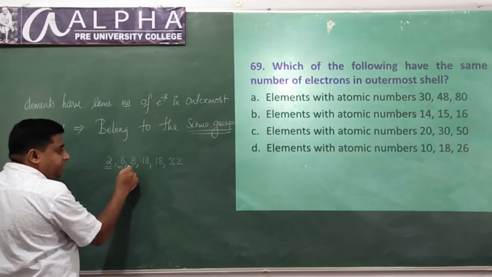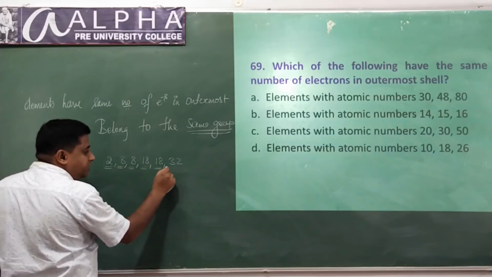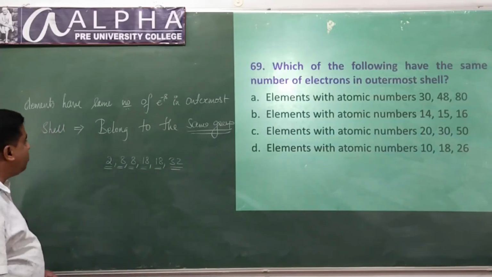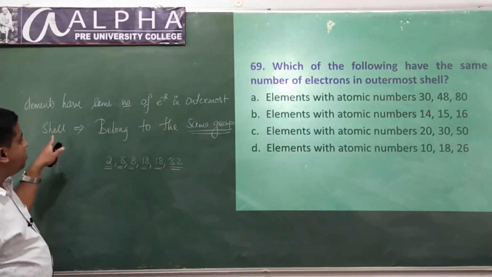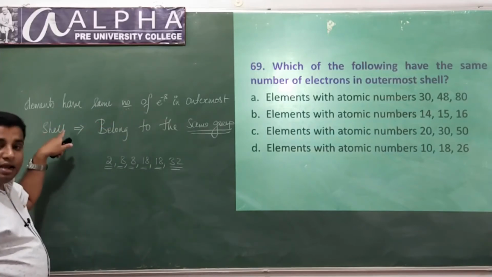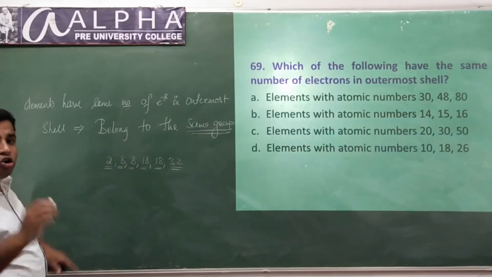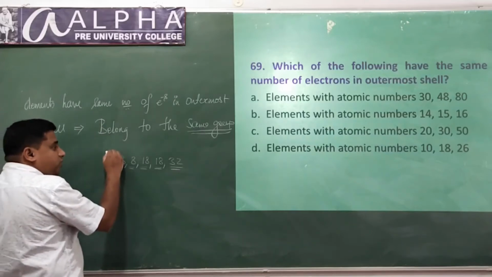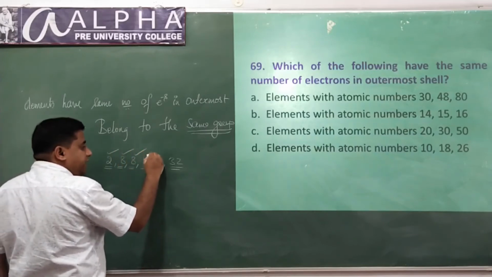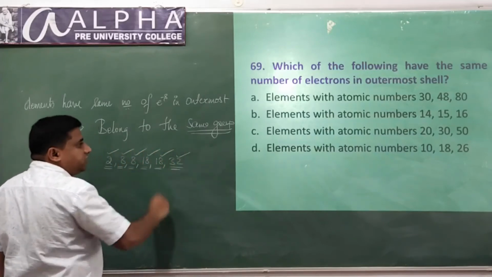2, 8, 8, 18, 18 and 32. Are you getting my point? Okay, so if the elements have the same number of electrons in the outermost shell, then the elements belong to the same group, and if the elements belong to the same group, then the successive atomic numbers will vary at an interval of 2, 8, 8, 18, 18 and 32.